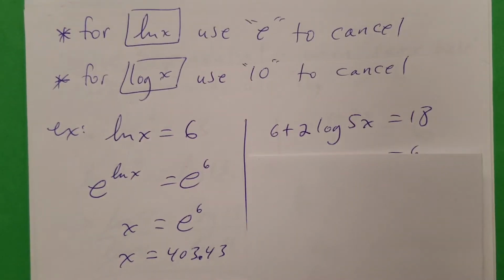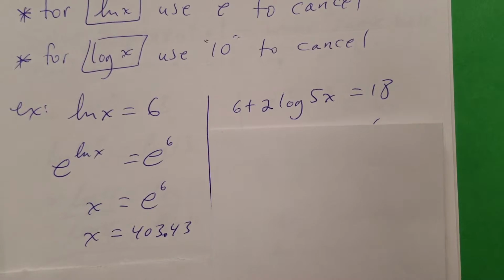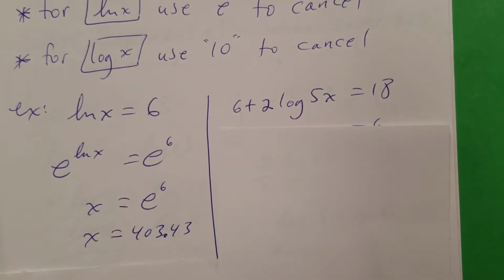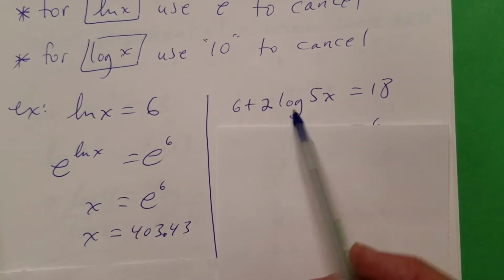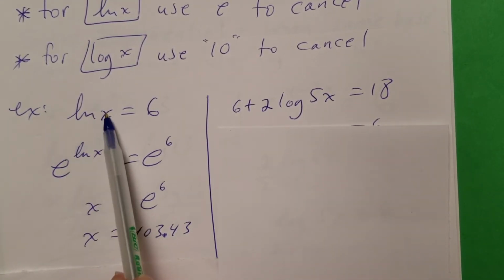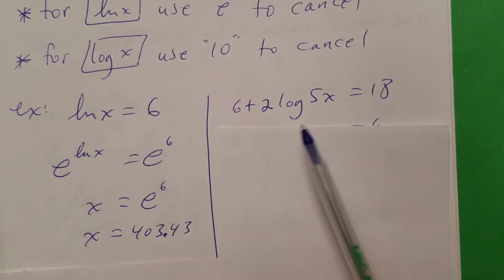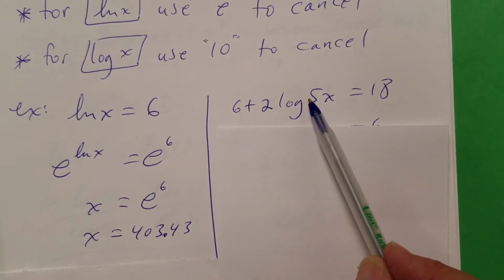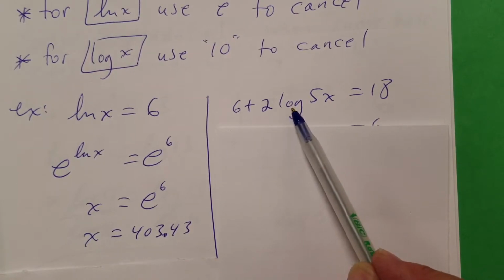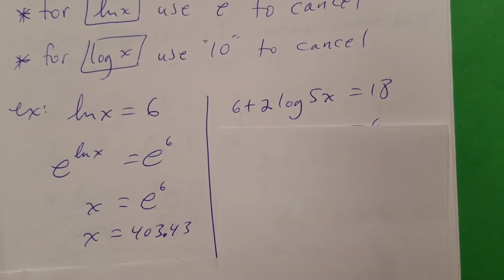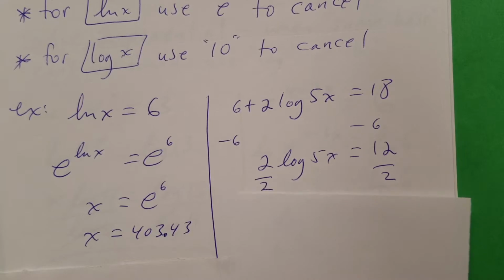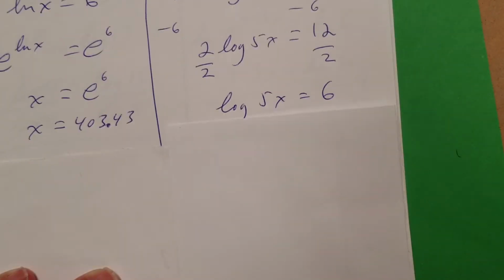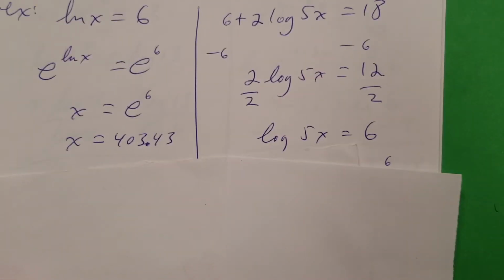Look at this other one. First, we need to isolate the log, and then we'll cancel it. Right here, the ln was already isolated, so right away I went with the e. Here, we're going to use a 10 to cancel this, but we're not there yet. We've got to isolate the log 5x. So cancel the 2, divide both sides by 2, and now you have log 5x equals 6.